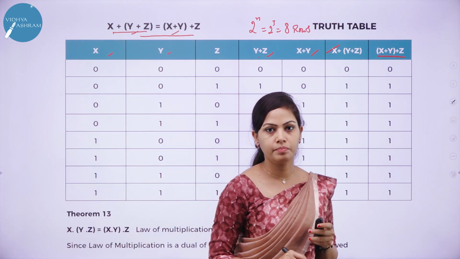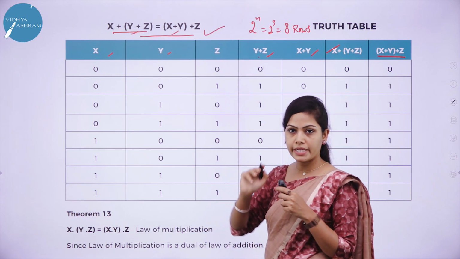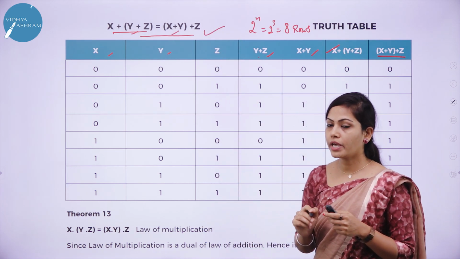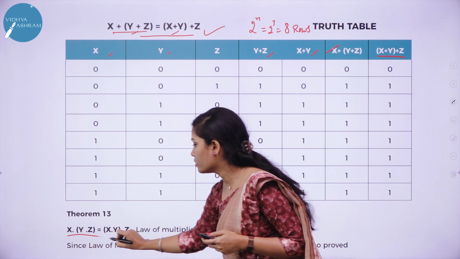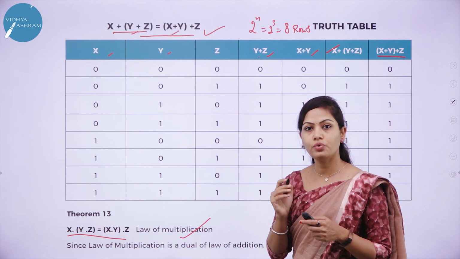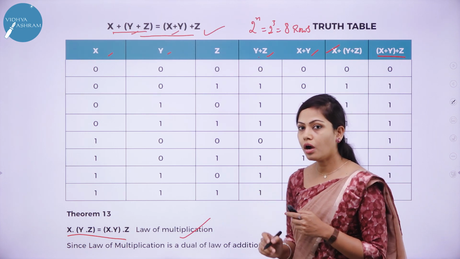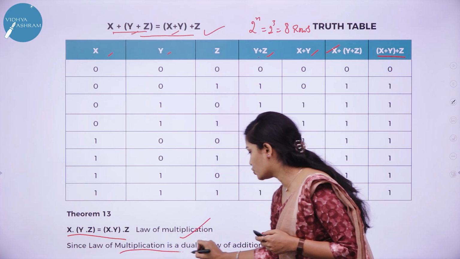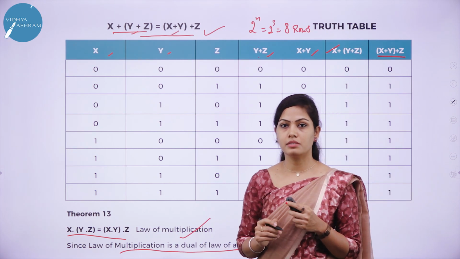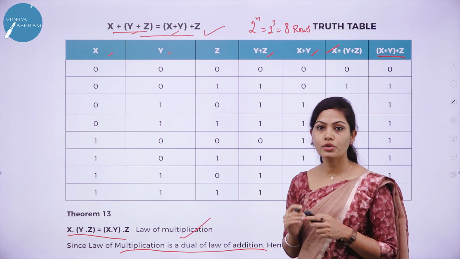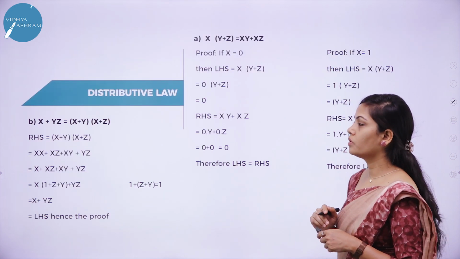This theorem is related to law of addition, and also we have law of multiplication called x dot y dot z is equal to x dot y dot z. Since law of multiplication is a dual law of addition, you will get the same answer, and this is your associative law. And next we have distributive law.